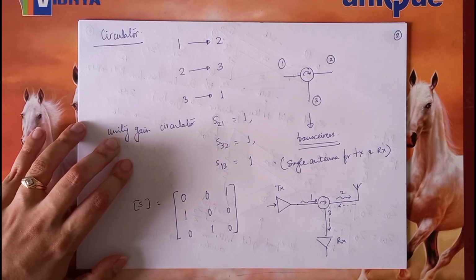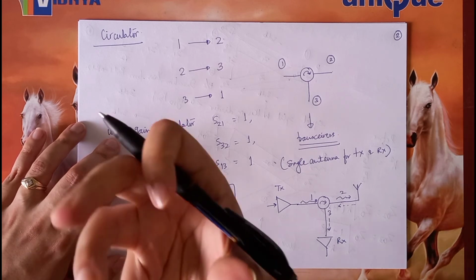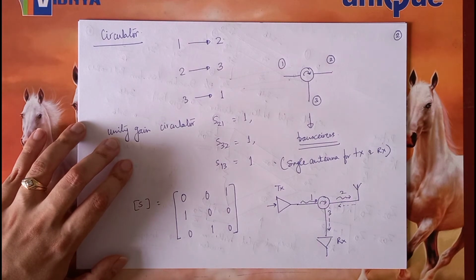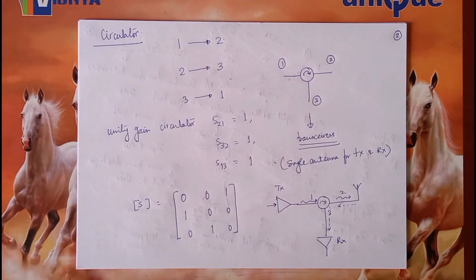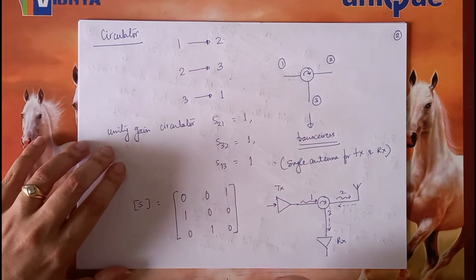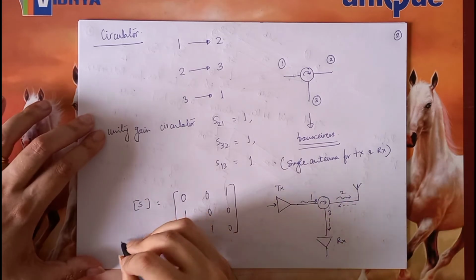Modern day circulators usually do not use ferrites because those were essentially very narrowband devices. They were essentially narrowband devices, and what was seen was, why not go for active elements where we can introduce some gain also. So these essentially are passive circulators.